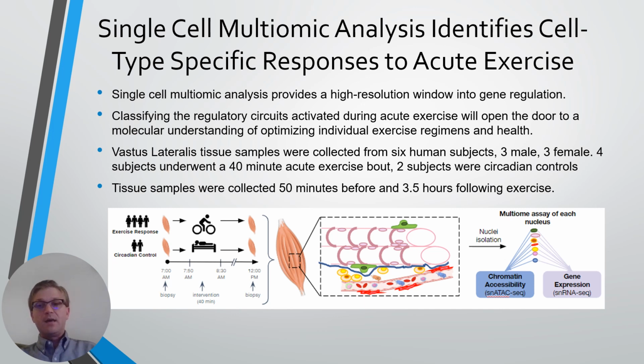In this study, we collected vastus lateralis, part of the quadricep or thigh muscle, from 6 subjects, 3 male and 3 female, 4 who underwent a 40-minute acute exercise bout, and 2 circadian control. Samples were collected 50 minutes prior and 3.5 hours post-exercise intervention. Individual nuclei from each sample were isolated and had gene expression measured with single nucleus RNA-seq and chromatin accessibility measured with single nucleus ATAC-seq.